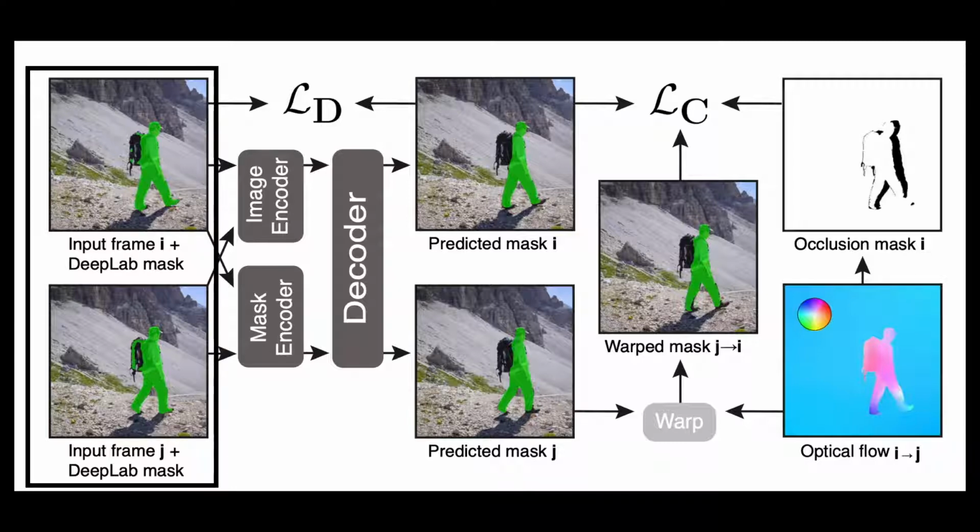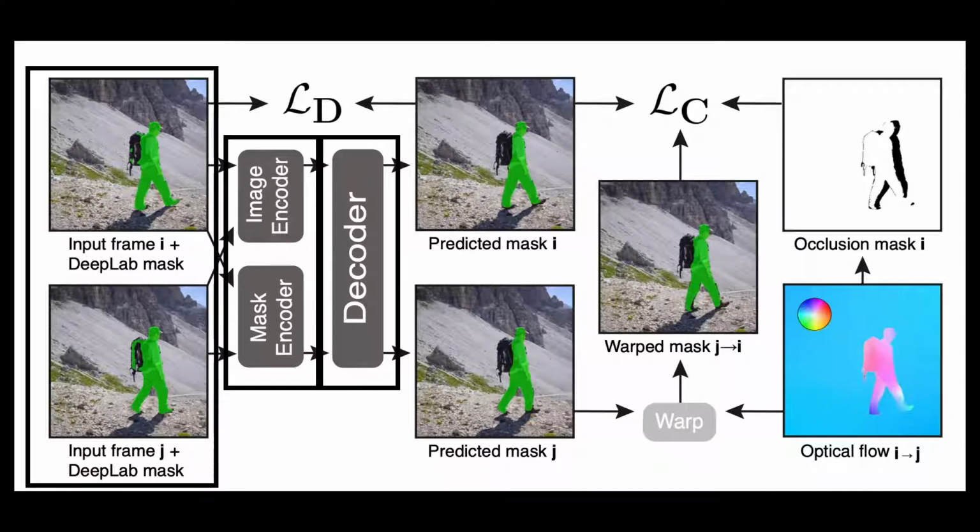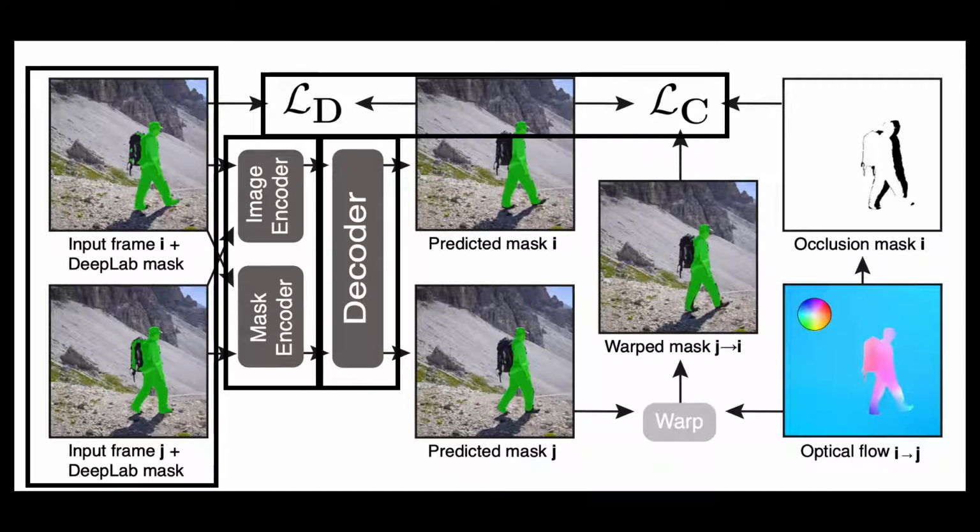The input is n images and n masks from an image segmentation model. We pass them through encoders and learn a multi-input and multi-output decoder. The learning loss has a data term and a consistency term. The data term prevents this architecture from converging to a trivial solution and makes sure that the output masks are not too far from the original masks.